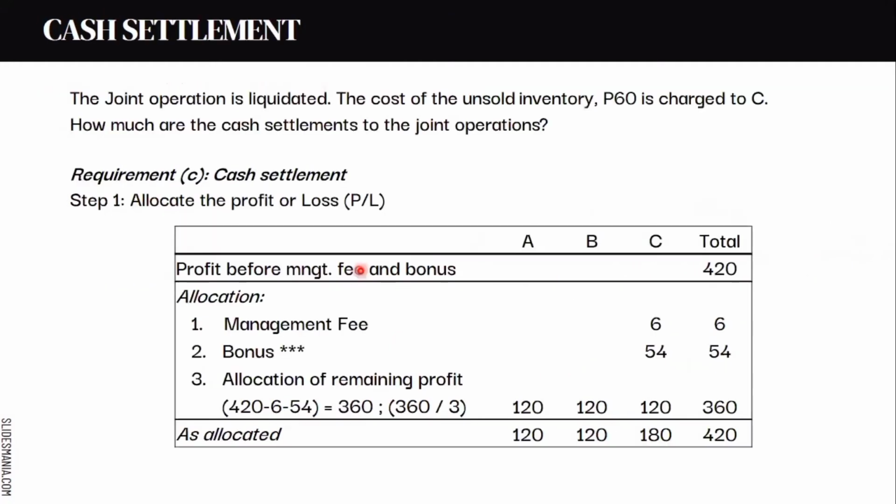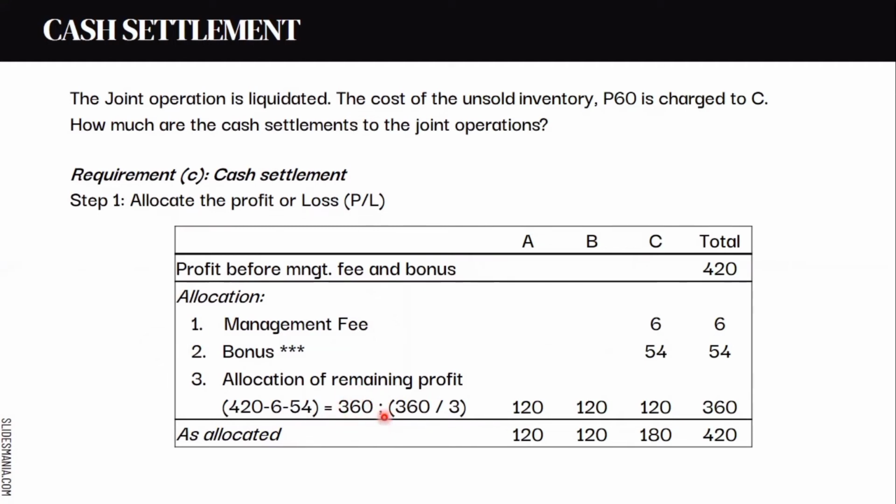So requirement C now. Cash settlement. If you notice, it is the same. Yes, it is the same. In computing the cash settlement, there are also 2 steps: allocate the profit or loss, then make the accounts. But let's first do step number 1. Let's allocate the profit or loss. So profit before management fee and bonus of 420, then less the management fee of 6 pesos, less the bonus of 54. So 420 minus 6 minus 54, we have 360 of remaining profit.